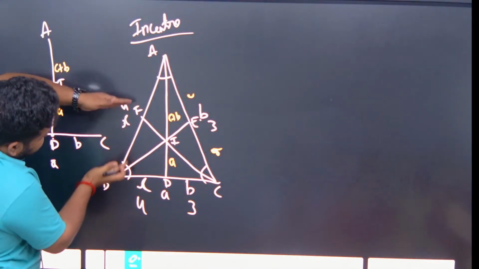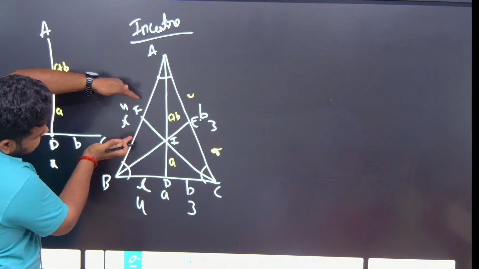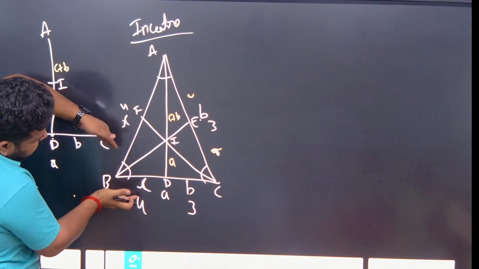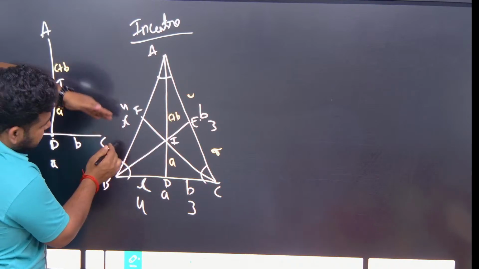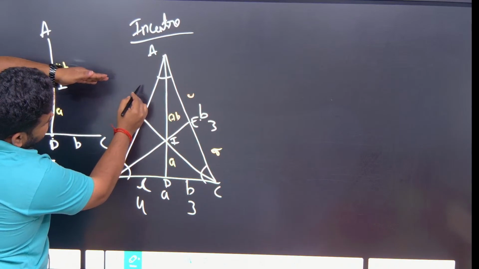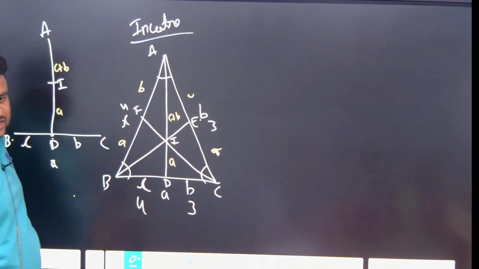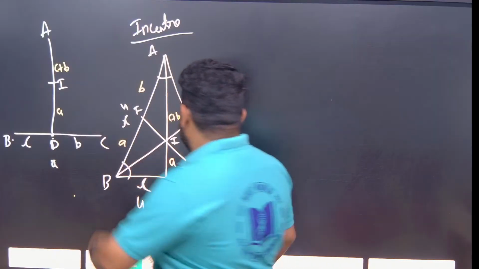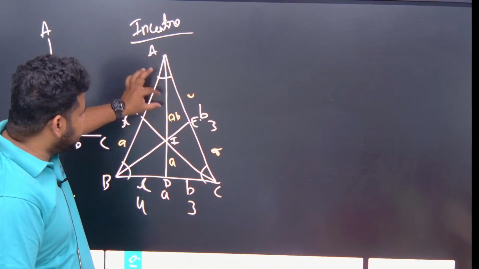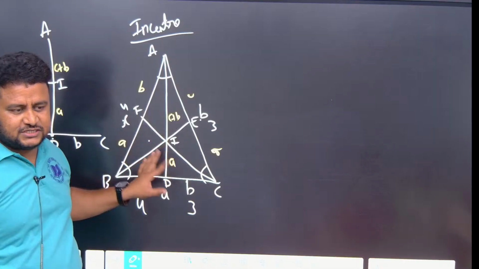Now come here. If you talk about this line, it will divide in which ratio? For C, this is C, and this will be A only. So this will be A is to B. That is the ratio it will divide. Now if I talk about this one, this length will be C plus B is to A.